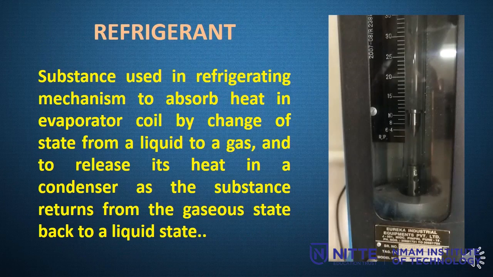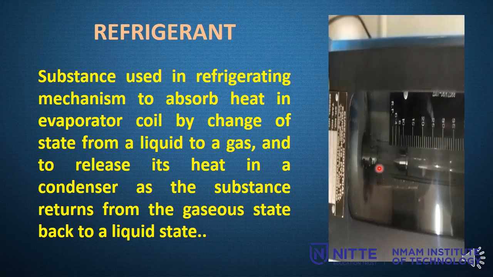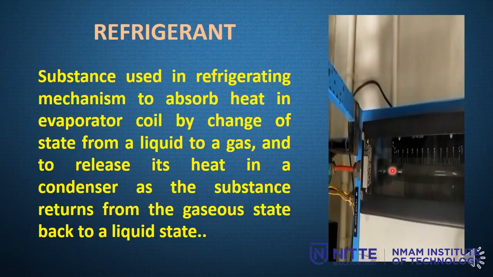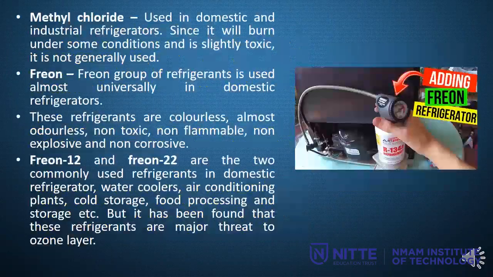The refrigerant is the mechanism to absorb heat, to change its state at different points, and also to throw away the heat. The heat transfer takes place because of the refrigerant. So here we can see the refrigerant moving in the rotameter over here. There are many types of refrigerants. Commonly used are ammonia, carbon dioxide, sulfur dioxide, methyl chloride, and freons. Freon has been the most commonly used.